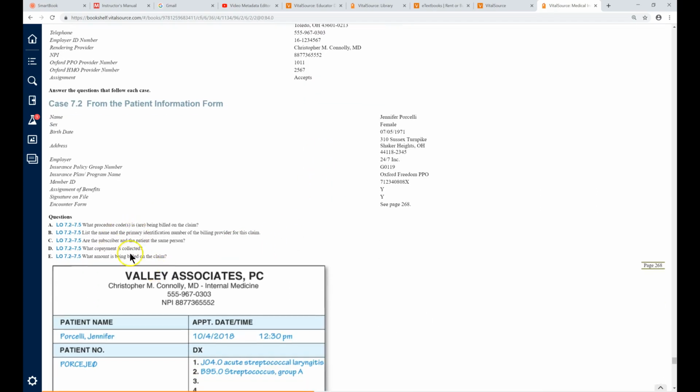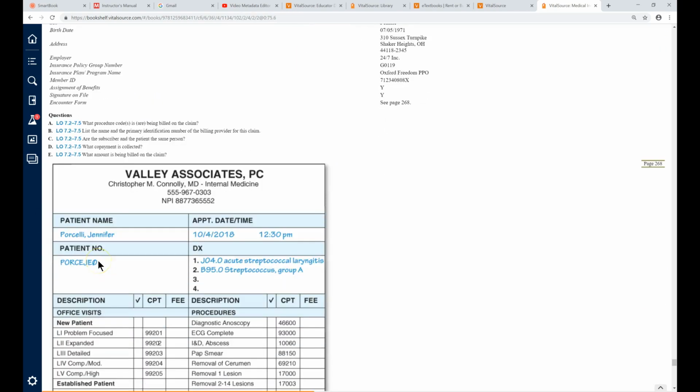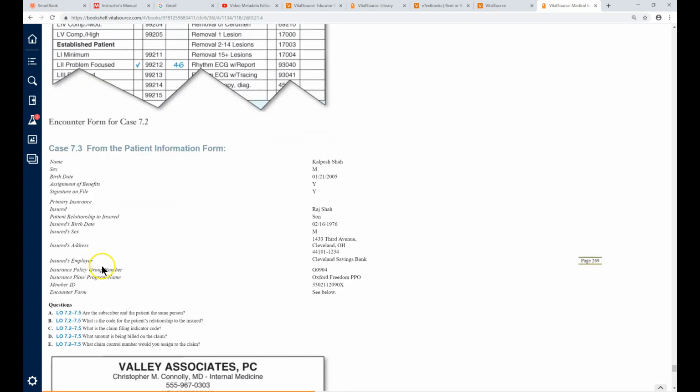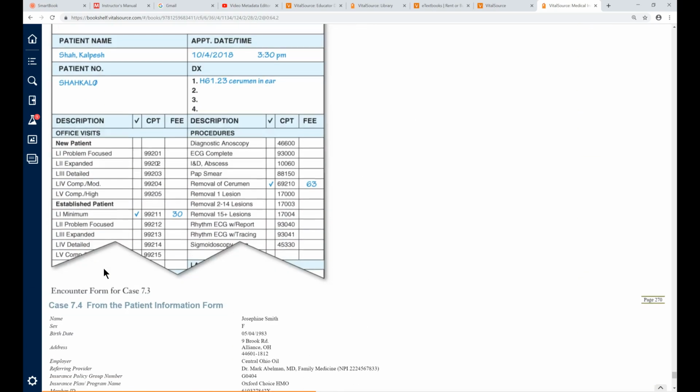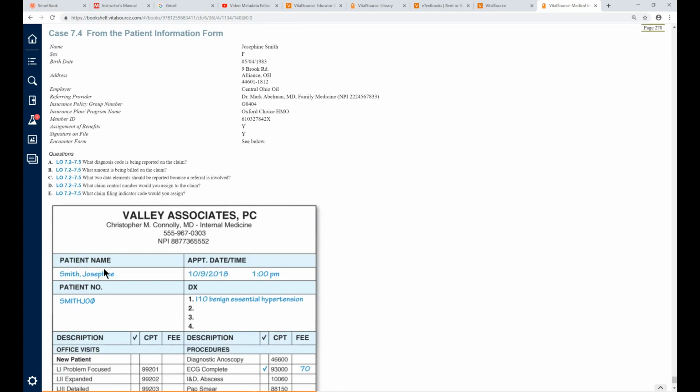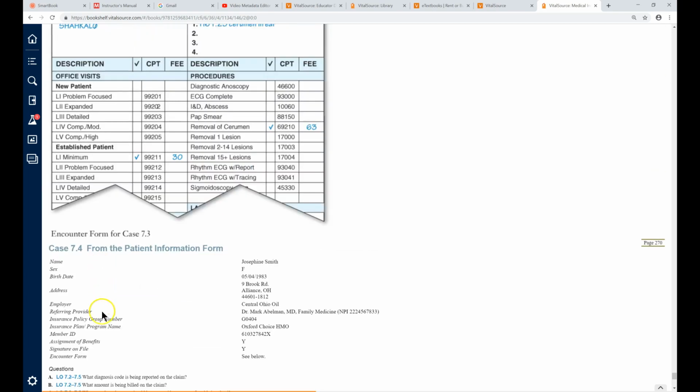So that's how you would go about answering the questions for this case. And you have the remaining cases, or the ones that have been assigned, that you're going to complete and put your answers in Connect.